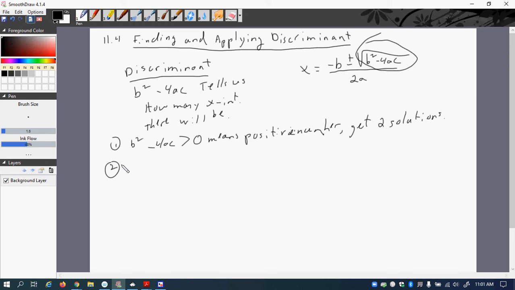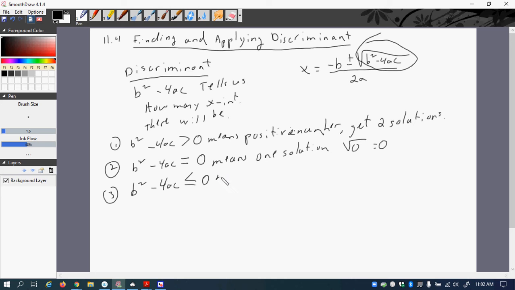The second case is where b squared minus 4ac equals 0. Basically, that means that we get one solution, because the square root of 0 is just 0, and so all this, like we saw before, goes away, and we don't need the plus or minus, so that's why it's one solution. And then our third one is b squared minus 4ac less than 0, which means we have no solution.